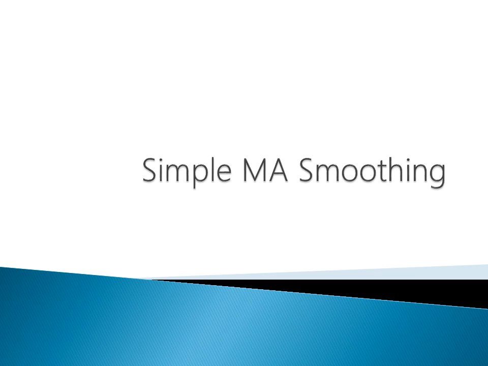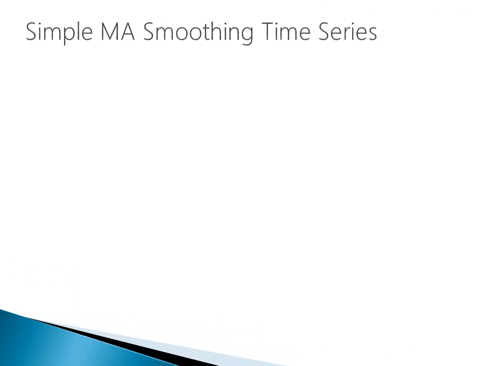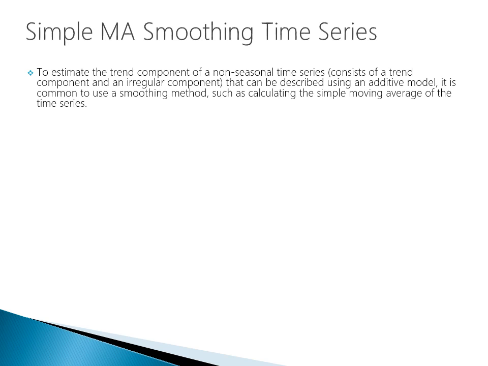The first method that we're going to talk about is going to be the simple moving average smoothing. So what is a simple moving average smoothing of a time series? It's used to estimate the trend component of a non-seasonal time series, which consists of a trend component and an irregular component. And it can be described using an additive model. It's common to use a smoothing method, such as calculating the simple moving average of a time series.